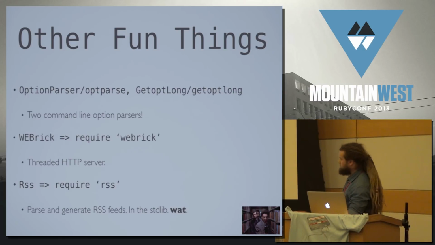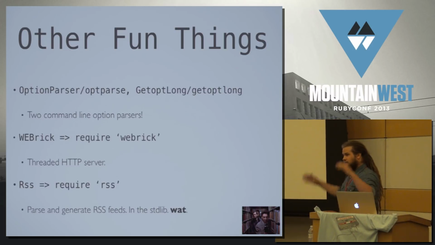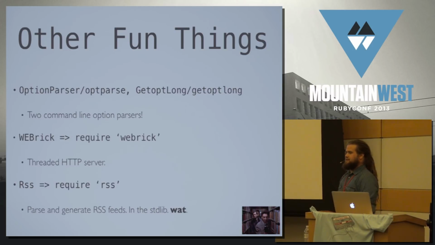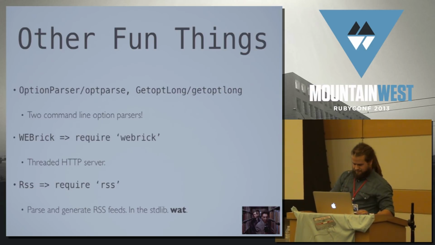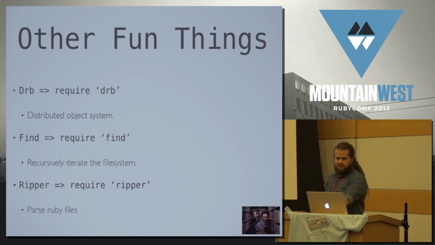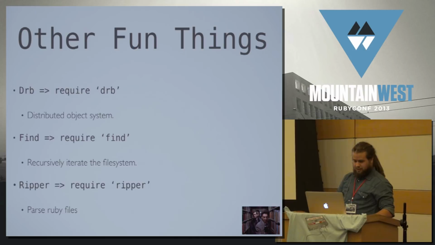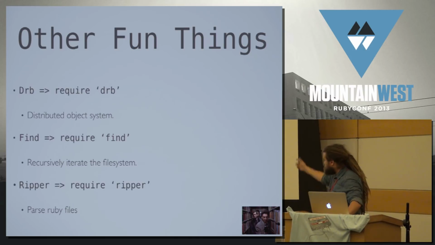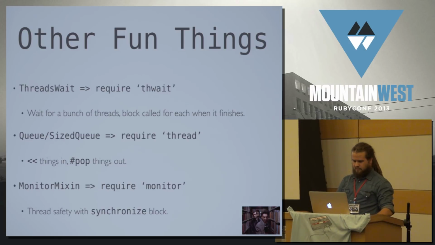We've got WebBrick, HTTP server. We have an RSS package, guys. We can build Google Reader, okay? At the Hackfest, build Google Reader with the standard library. You can do it, come on. We've got DRb, so we can have a distributed object system. You can iterate over the file system. You can parse Ruby files and get an AST out of it.